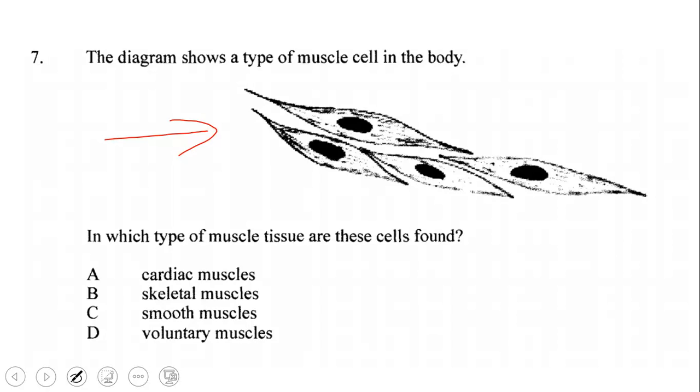Are they cardiac muscles? No, they're not branching. Are they skeletal muscles? No, they are not striated. Are they smooth muscles? Indeed, they are smooth muscles. And if they are smooth muscles, then they are not voluntary muscles. And that's the answer. The answer is C, smooth muscles.